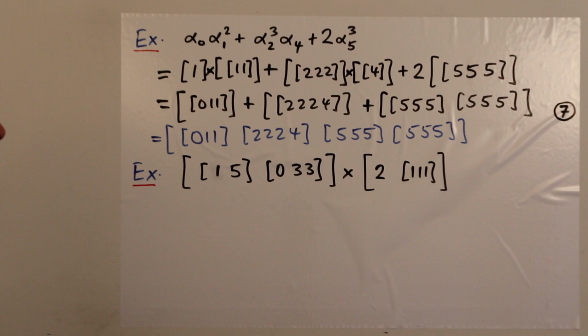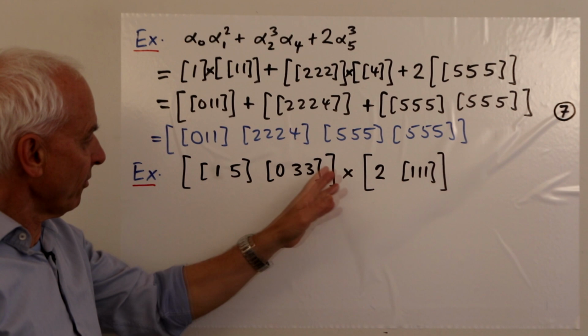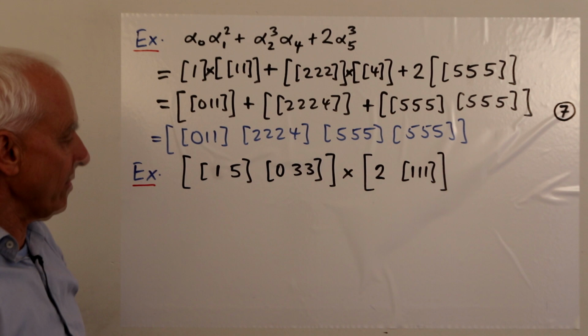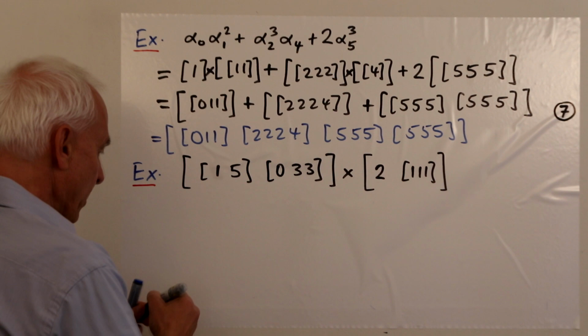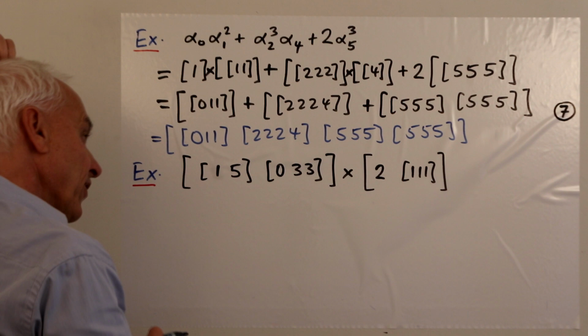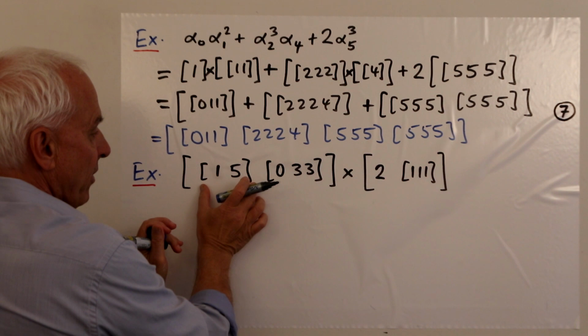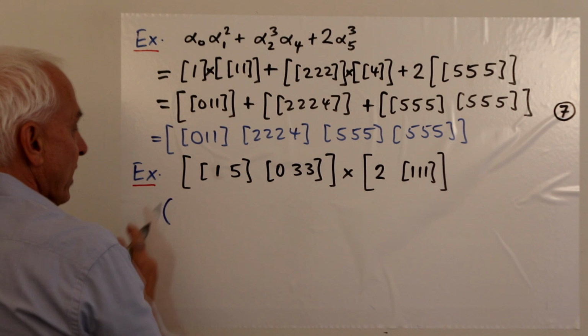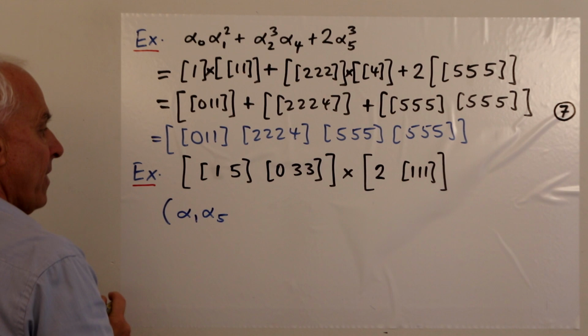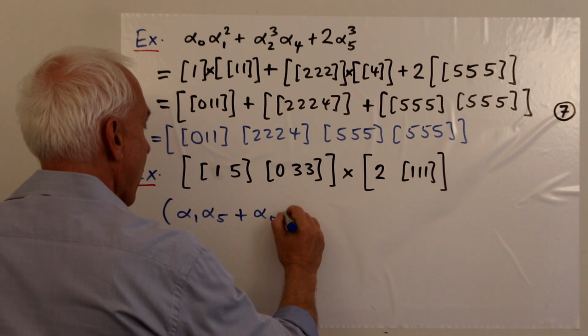Let's have a look at this thing here, which is written in more multiset notation. Let's see if we can write this out and see what we get. Okay, so first of all, maybe I'll rewrite this in alpha form. So what is this thing here? This thing here is a multi-number, because there's a polynumber there and there's a polynumber there. This is going to be alpha 1, alpha 5. And this thing here is going to be alpha 0, alpha 3 squared.